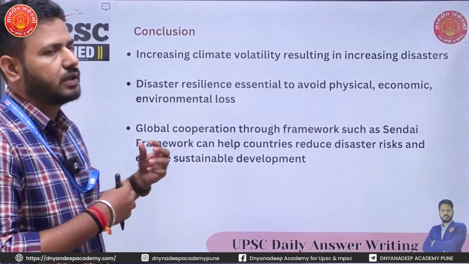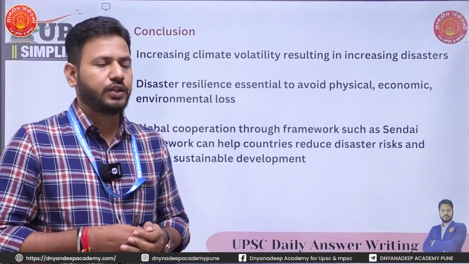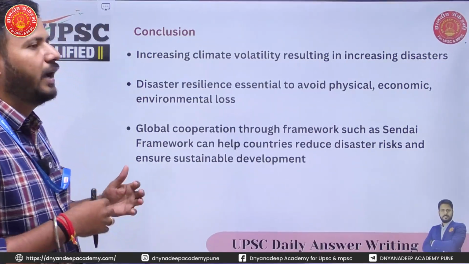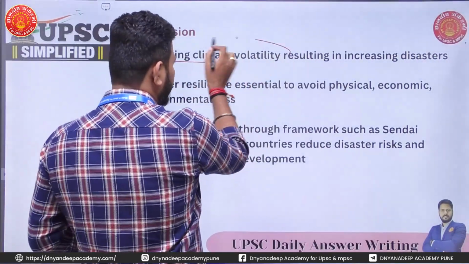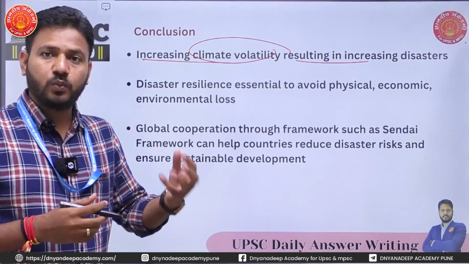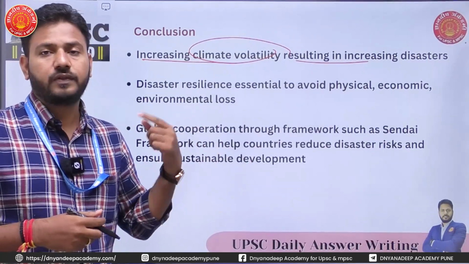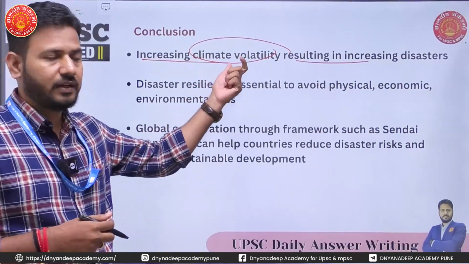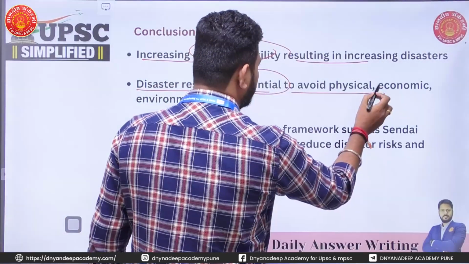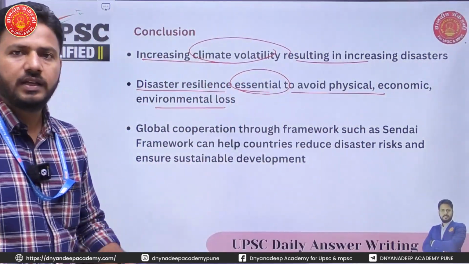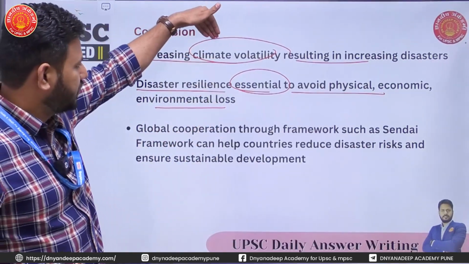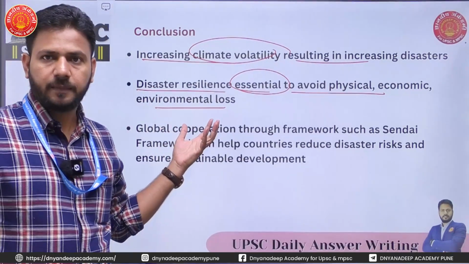Now, when we are concluding the answer here, you should again emphasize why disaster resilience is important, or how the increasing climate volatility is resulting in increasing disasters. Here we are trying to emphasize why resilience is important, because the number of disasters is increasing because of global warming and climate change. Then disaster resilience is essential to avoid physical, economic and environmental losses that come from disasters. So you are giving this reason which makes resilience more important, right?